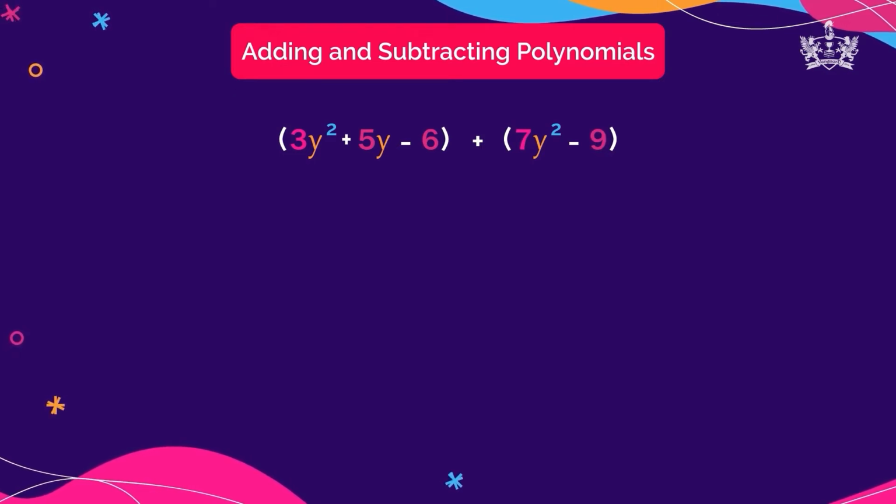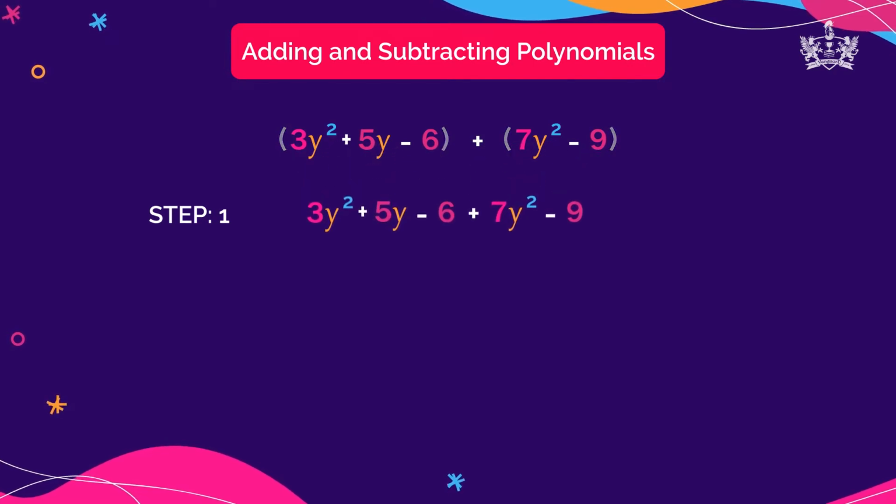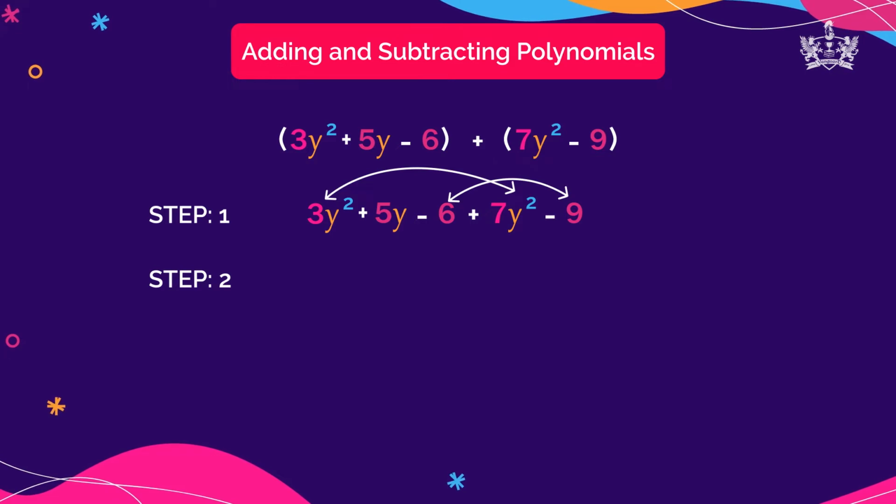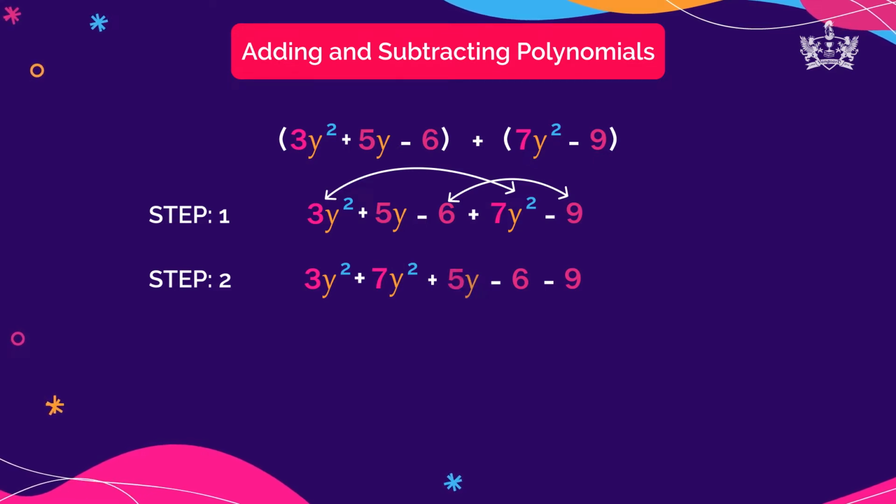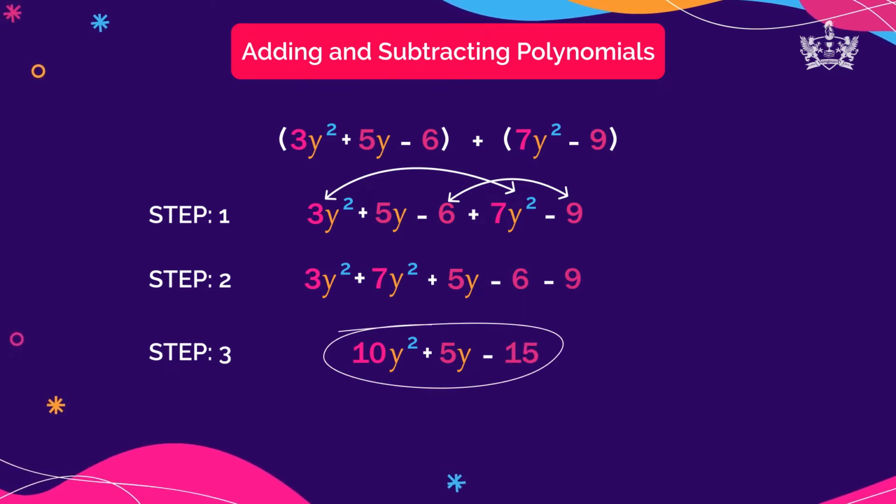All right, for step 1, let's remove the parentheses. In step 2, let's group up the similar terms. We get 3y² + 7y² + 5y - 6 - 9. Finally, let's add the coefficients. We get 3 plus 7 is 10y², plus 5y, that didn't change, and the negative 6 minus 9 is negative 15 as the constant.